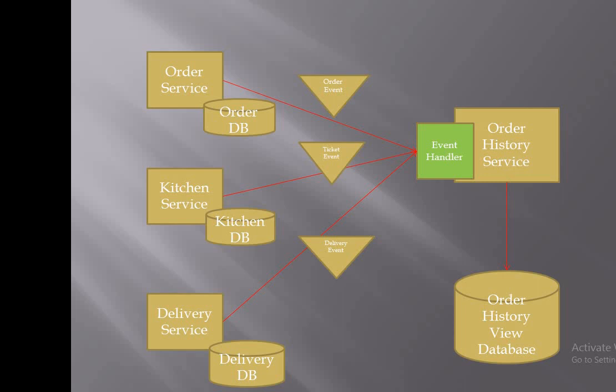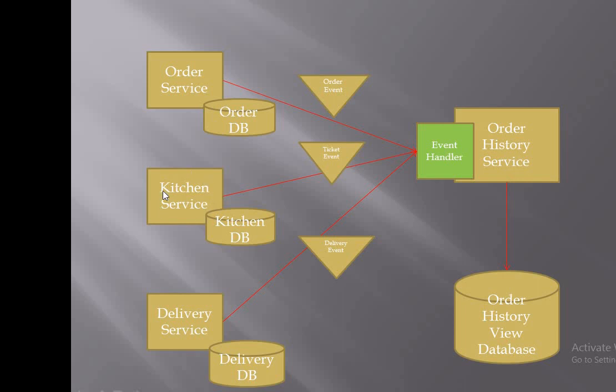So I'm going with an e-commerce website. I'm having order service, kitchen service, and delivery service, and each service has its own database. Now one command comes, create order. It creates an event, order. It generates the order in the database, and then it will publish that event into the queue. In the same way in kitchen service, one command comes like prepare this.